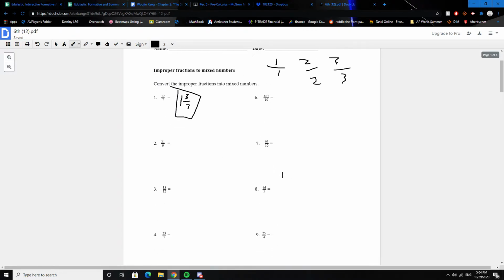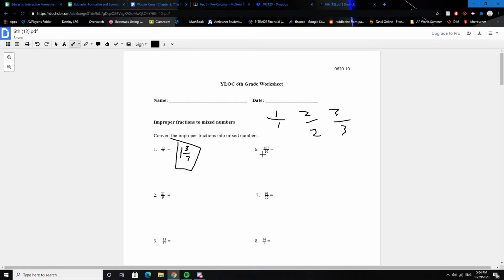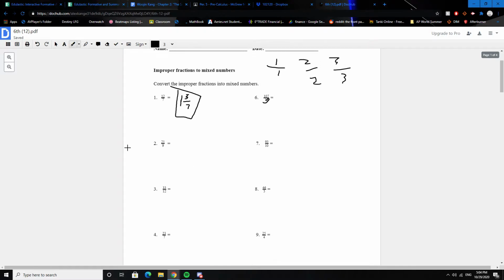So honestly, all of this is just figuring out how many times the bottom number can go into the top number and putting them as whole numbers. So let's just do one more real quick. Number 2 here, how many times can 9 go into 21? So you write 21 over 9. 9 can go into 21.